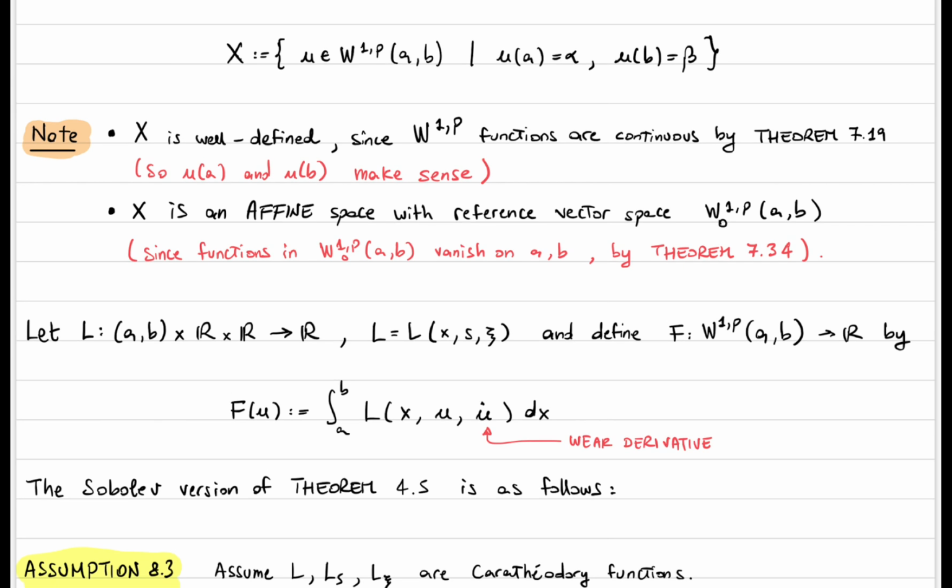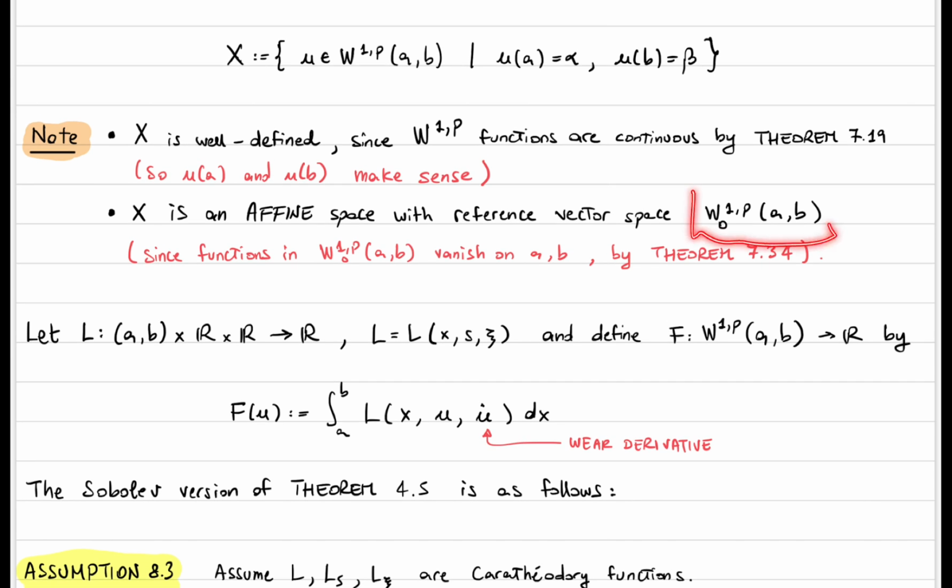Okay, so W^{1,p}_0 plays the role of the space V, which usually is the C1 functions on (a,b), such that u(a) equals u(b) equals 0. In this case, V is just W^{1,p}_0.